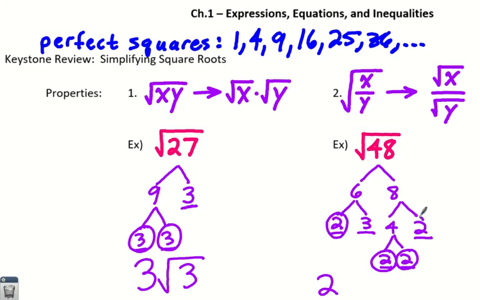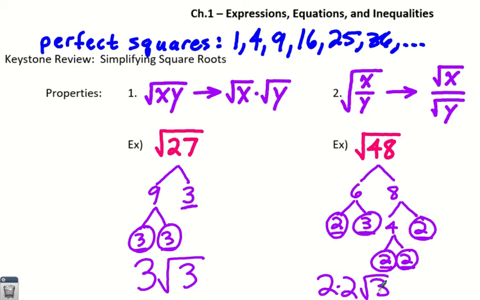I see another pair of 2's, so another 2 comes out, and the only single factor that would stay under the radical is that 3. And of course, that's not the final answer.